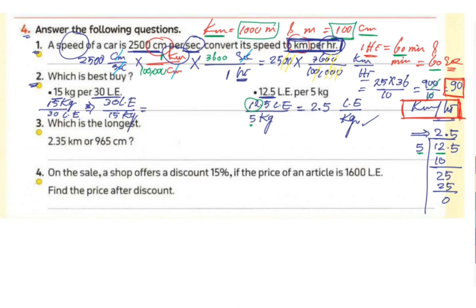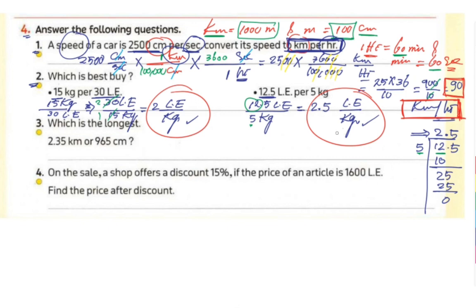Now I need to divide 30 over 15, which equals 2. The result is 2 LE per 1 kilogram. Which one is the best? I have the unit rate here. Now I need to compare this unit rate with this unit rate. Which one is the best?